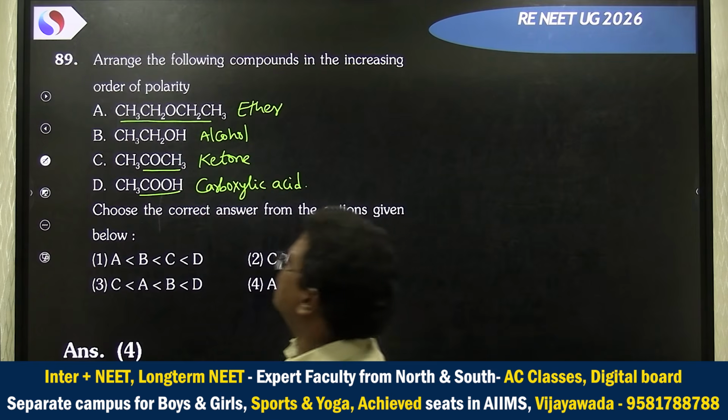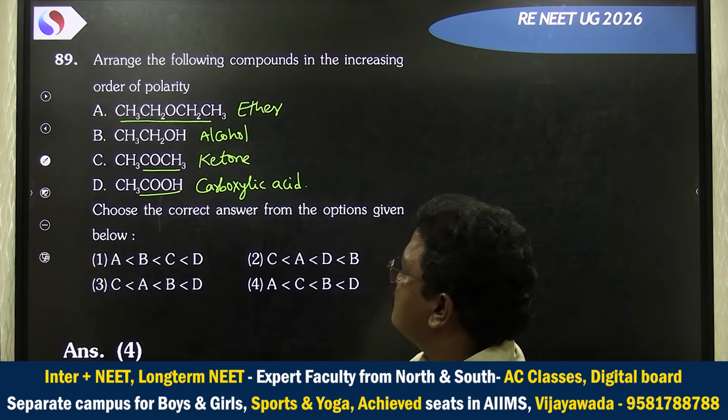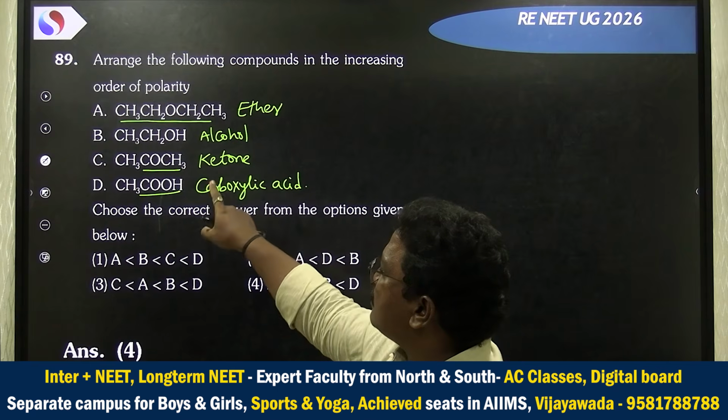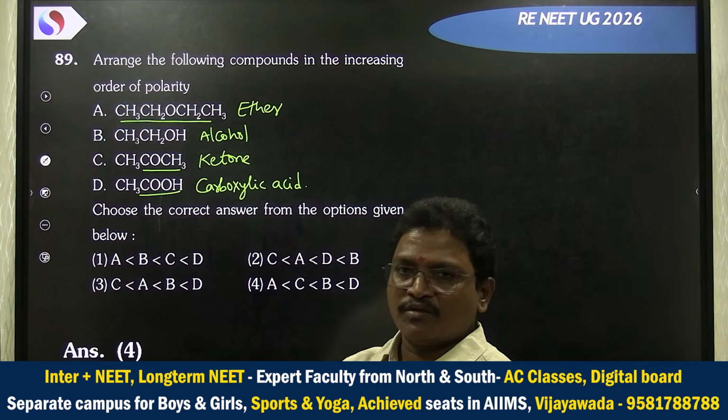Carboxylic acid. So first we should identify the functional groups present in the compound. First one ether, second one alcohol, third one ketone, fourth one carboxylic acid.